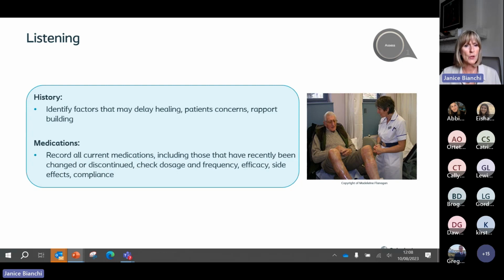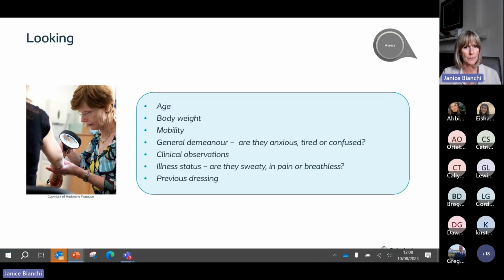We're taking a history to identify factors which could delay the healing process, to understand our patient's concerns and build a rapport with that person, because you're probably going to be seeing them for a considerable period of time while they have this wound. We would consider medication, so their current medication, or any that have changed or been discontinued, the dosage, the frequency. Is it working for them? Is it efficacious? Are there side effects that they're finding uncomfortable? And are they able to comply with their medication? So all of these things are part of our listening in this triangle of wound assessment.